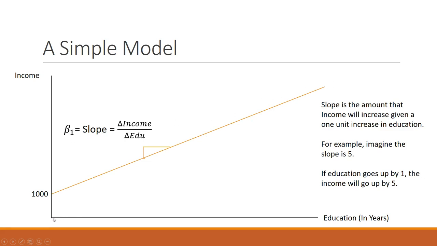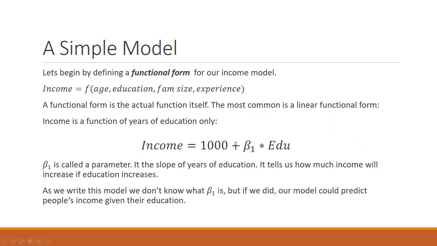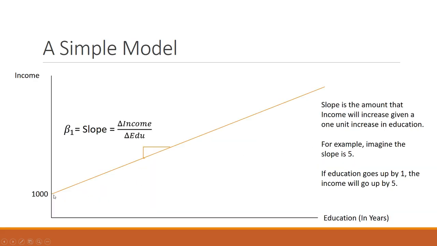If education equals 0, then income is 1,000. We see that here. Here's our function. If education equals 0, you plug 0 in, beta 1 times 0 is 0, and income would equal 1,000. So we come back here: education equals 0, income equals 1,000. And then it's increasing by some fixed amount. We call that increase the slope. Beta 1 equals the slope. It is the change in income given a change in education. So you increase education by 1 year, you will increase income by whatever this slope is.